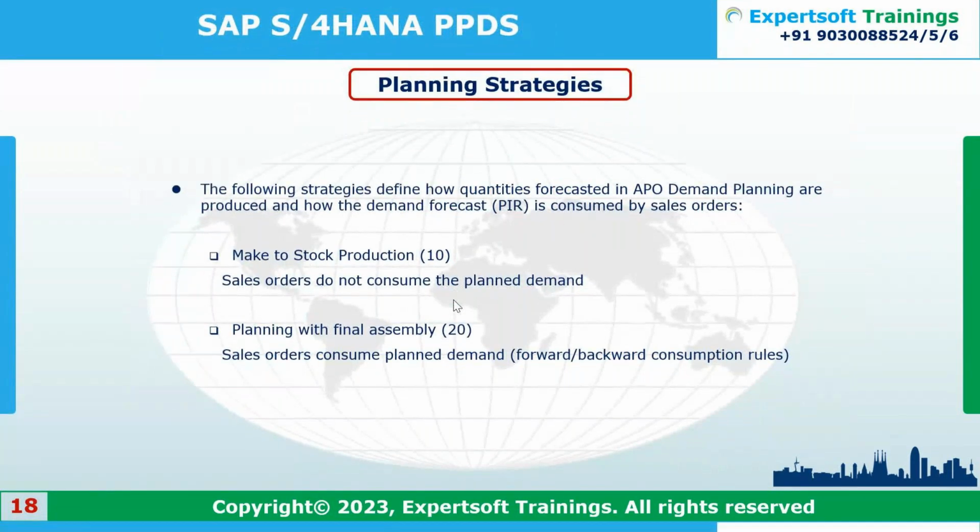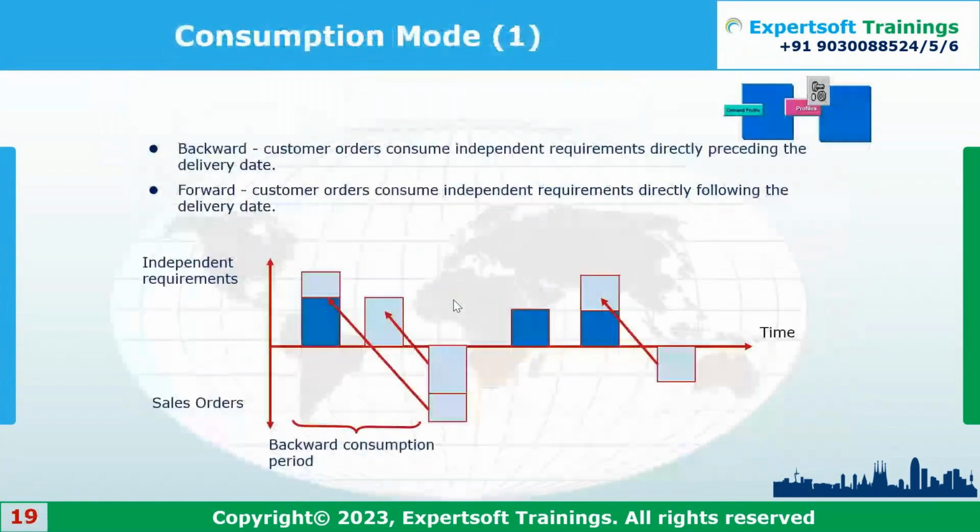And this slide explains the consumption, how the demand and receipt consumption happen, because, as I told, the ultimate idea is that we should not do over planning. So how the planning happens, and how the receipt and requirement related consumption happens. We can do backward consumption, we can do forward consumption. All of this we can discuss in this consumption mode.